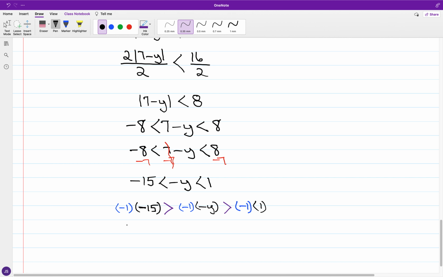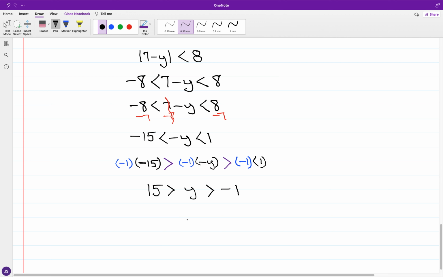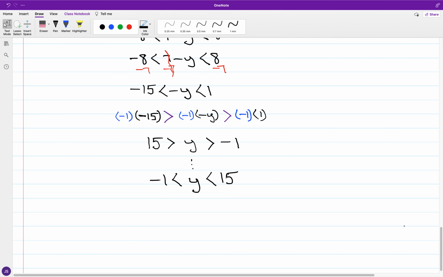And so for what we have in the adjustment, we got negative 1 times negative 15, so this will be a positive 15. We have that 15 is greater than y, and y in turn is greater than negative 1. Just retooling this and maintaining the logical consistency, expressing in order from smallest to largest: y is greater than negative 1, same as negative 1 is less than y, and 15 is greater than y is the same as saying that y is less than 15. And so this is going to be the inequality solution.